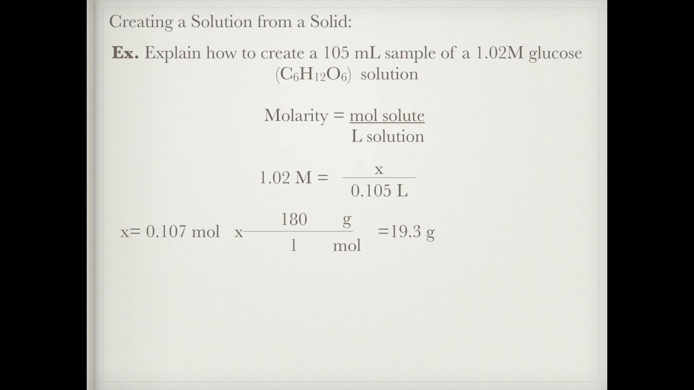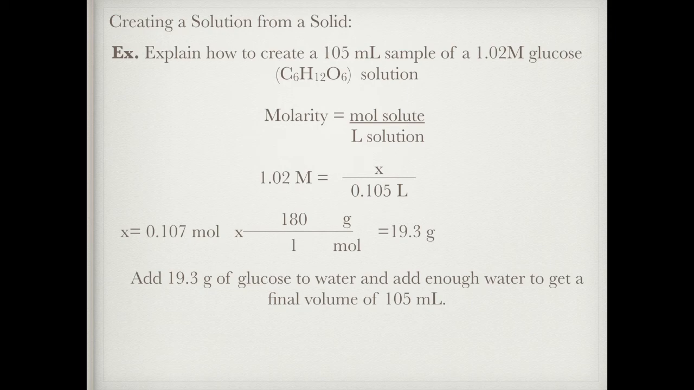So in order to create this solution, I'm going to take 19.3 grams of glucose and I'm going to add it to water. In a container, I'll have a little bit of water, I'll add 19.3 grams of glucose just to dissolve it, and then I'm going to add enough water in order to get a final volume of my solution of 105 milliliters. Okay? So this isn't new. The only thing that's really new is knowing that in order to create a solution, you're going to add a little bit of your solvent first, then add your solute, and then get a final volume of whatever you wanted.